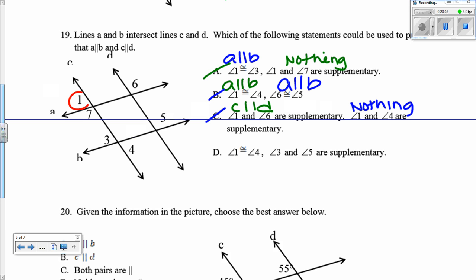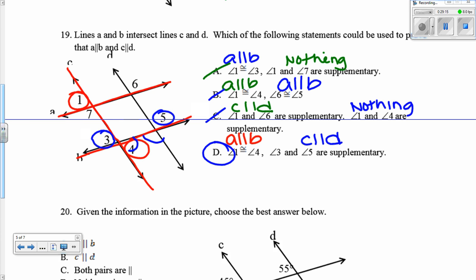All right, so it says that 1 is congruent to 4. Well, 1 uses line A, 4 uses line B. Our transversal is C. Since they're congruent, 1 and 4 are alternate exteriors, so that's an accurate statement if A and B are parallel. 3 and 5 are supplementary. 3 is congruent to angle 4. 5 is congruent to its vertical angle, which means that these are same side interiors, which should be supplementary. And this tells me that C is parallel to D. My answer, in fact, is D.